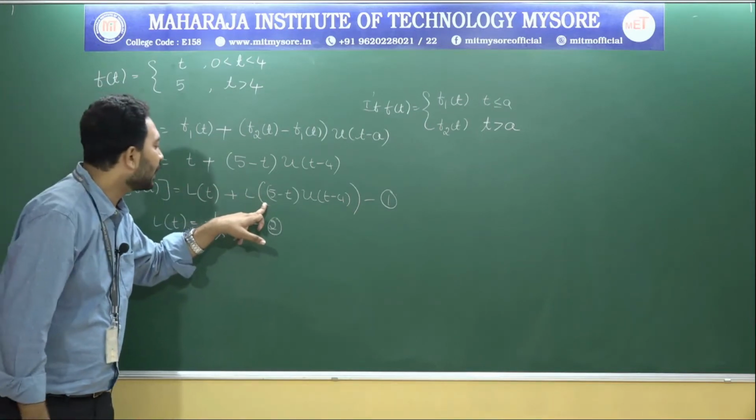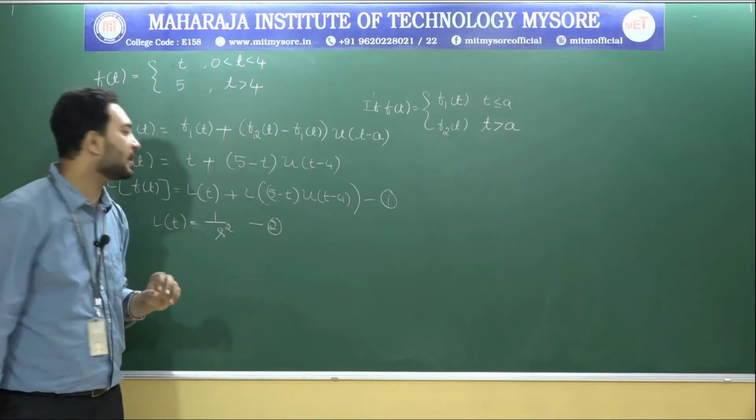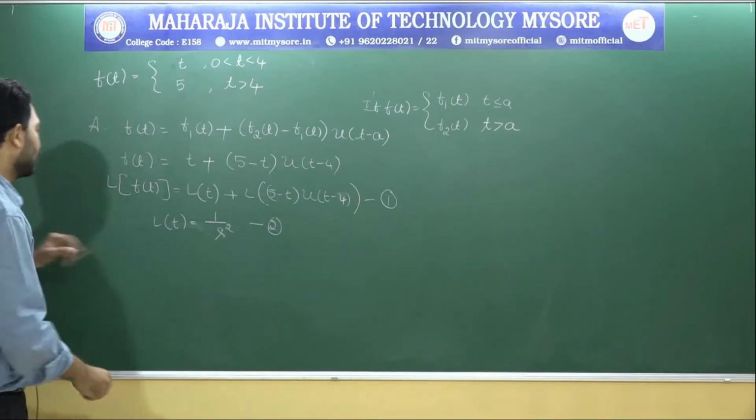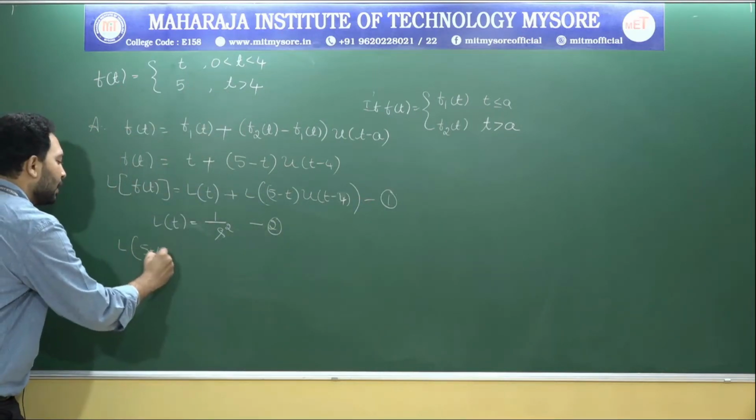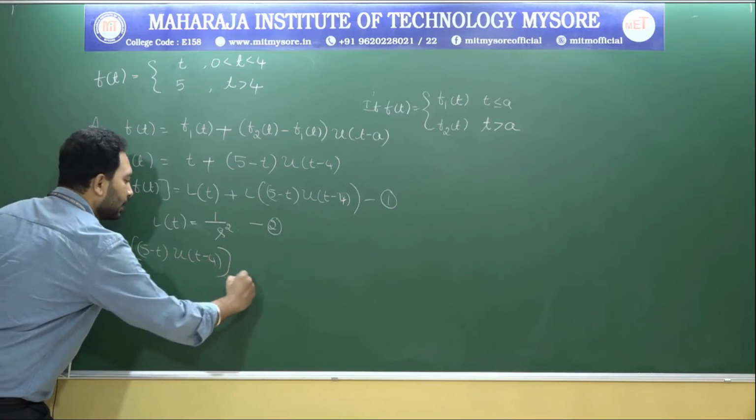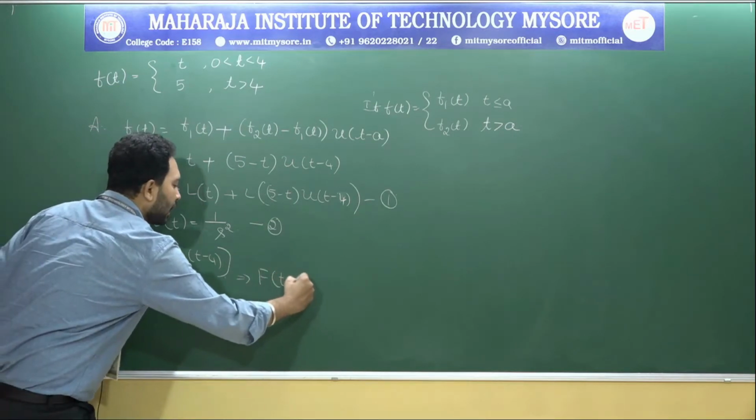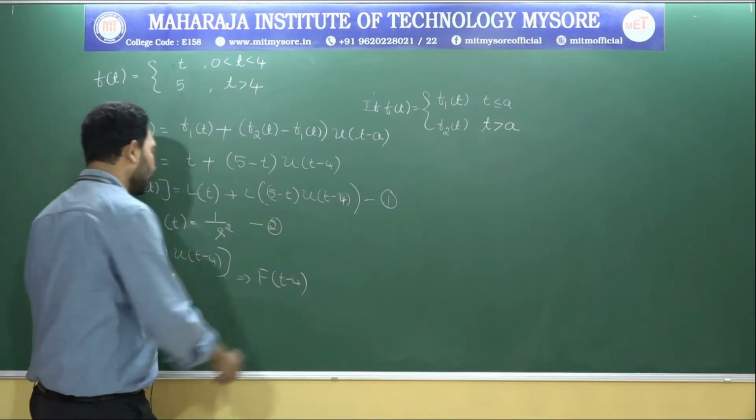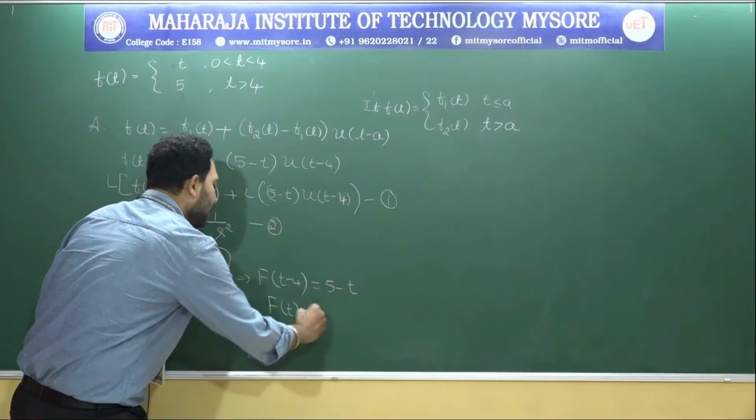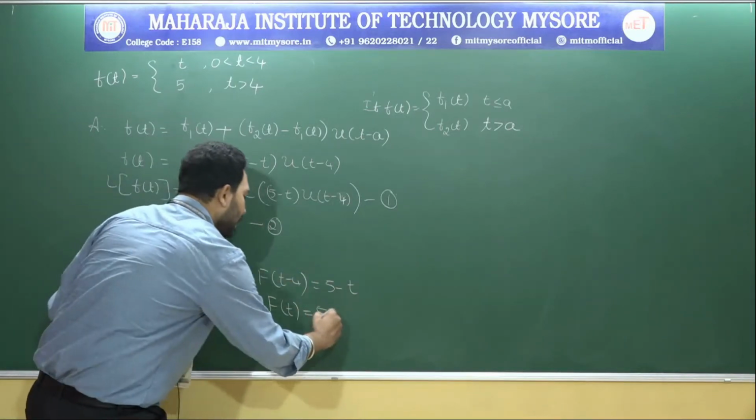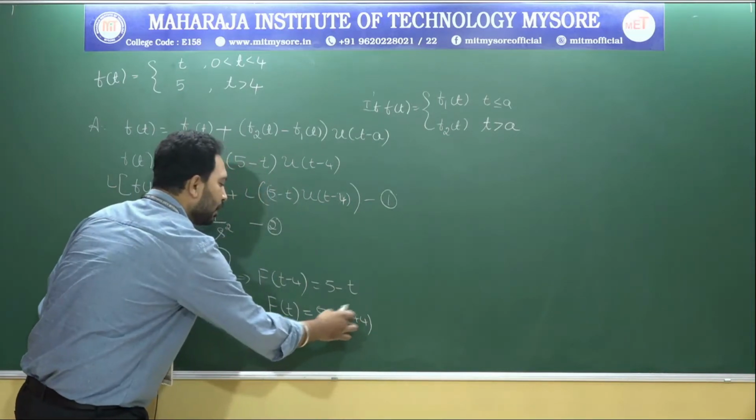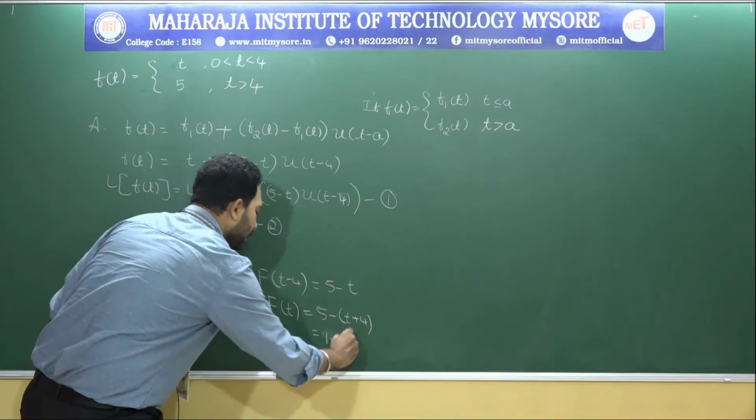Next, we need to find Laplace of 5 minus t into u into t minus 4. To find this, I will take f of t minus 4. What is f of t minus 4? It is 5 minus t. Then f of t equals, replace t by t plus 4. 5 minus t plus 4. It is 5 minus t minus 4. 5 minus 4 is 1 minus t.